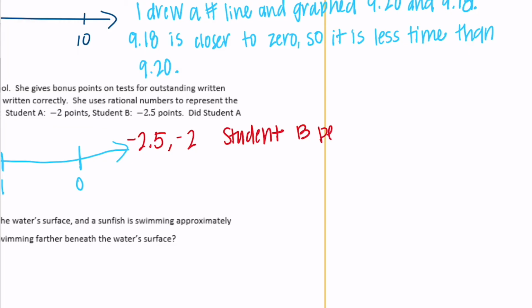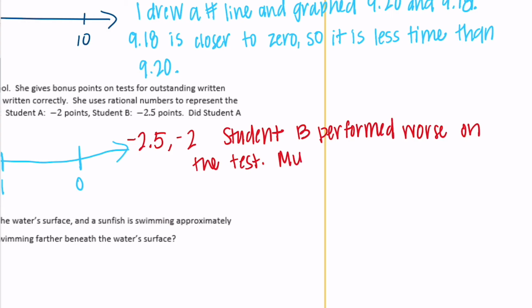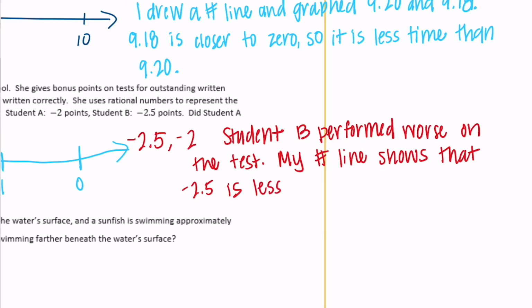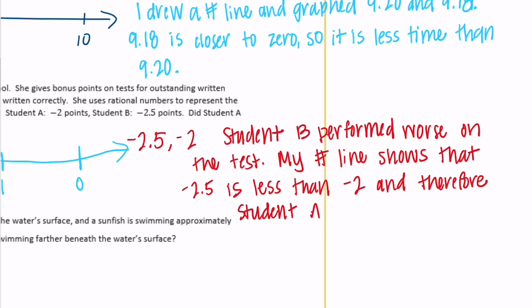performed worse on the test. My number line shows that negative 2 5/10 is less than negative 2, and therefore student A had fewer points deducted. But not much. I mean, only half a point.